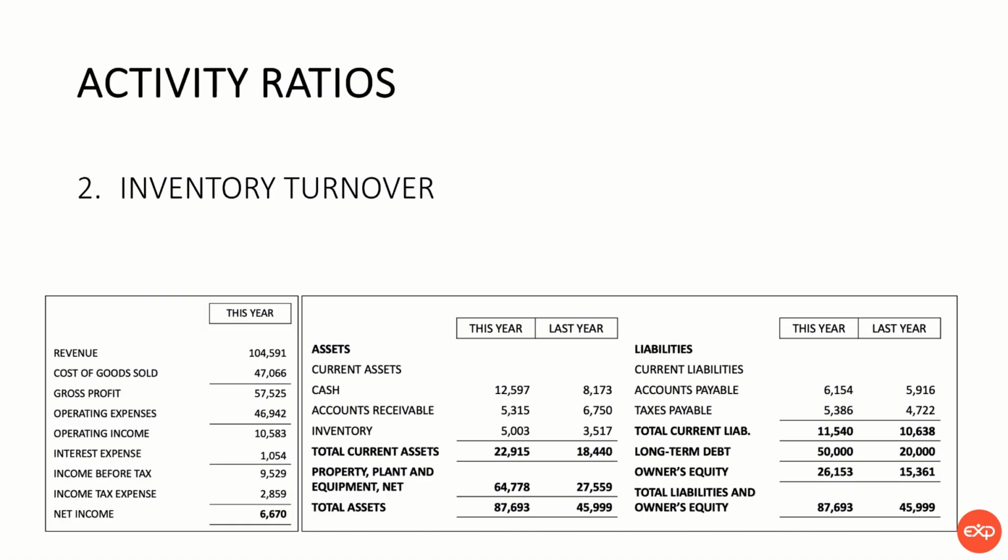The next calculation we'll be looking at is inventory turnover, which is somewhat similar to your accounts receivable turnover, except that it uses a different number here. Inventory turnover is a financial metric that measures how efficiently a company manages its inventory by evaluating the number of times it sells and replaces its average inventory during a specific period. So this is managing your stock.